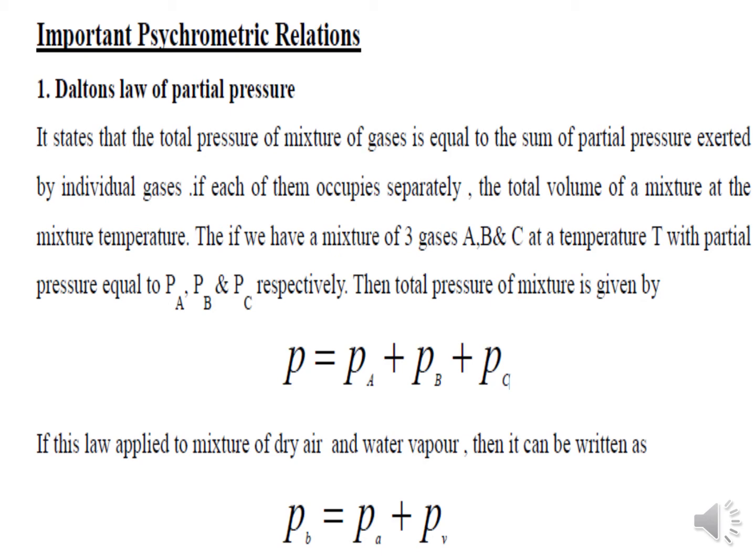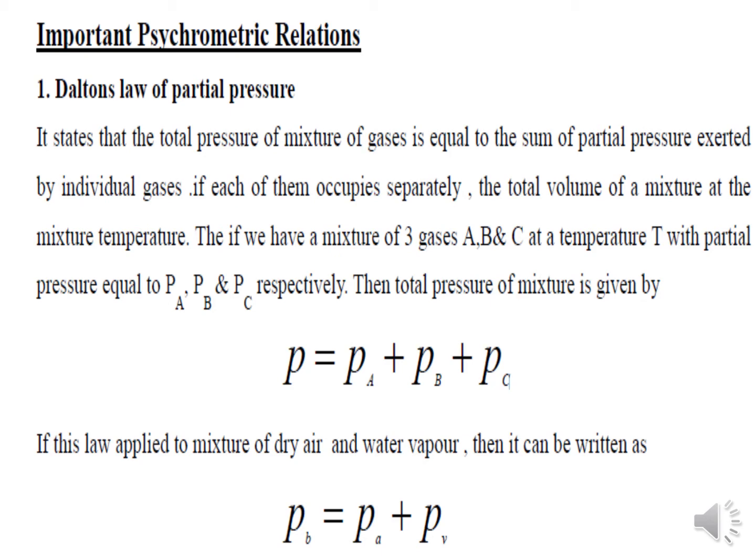If we have three gases, as the example is given here, A, B, C, at a temperature T with partial pressures equal to PA, PB, PC respectively, then total pressure P is equal to what? The sum of all three pressures PA, PB and PC.